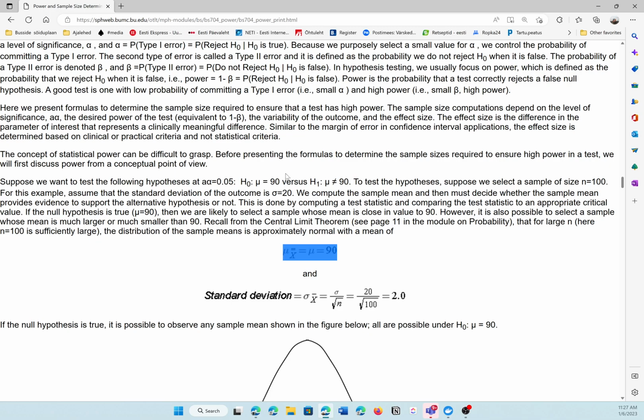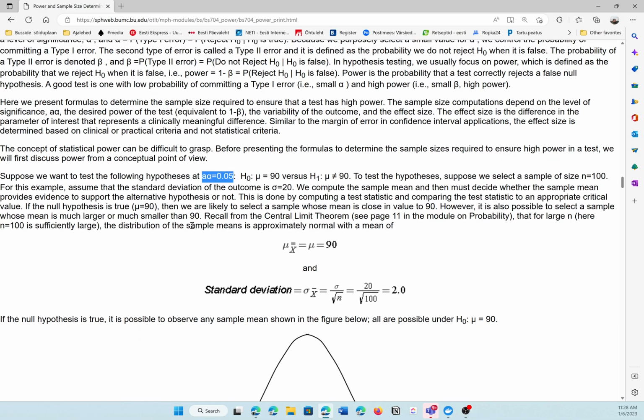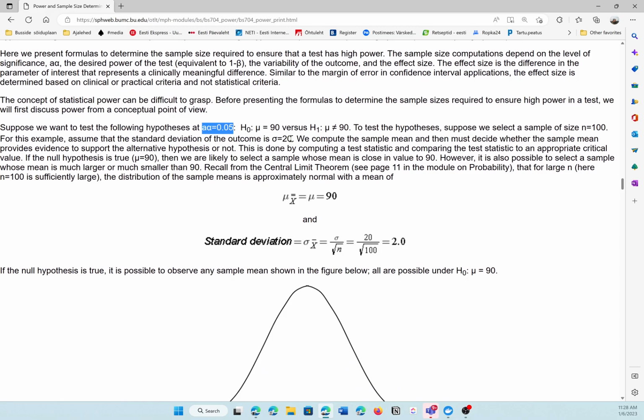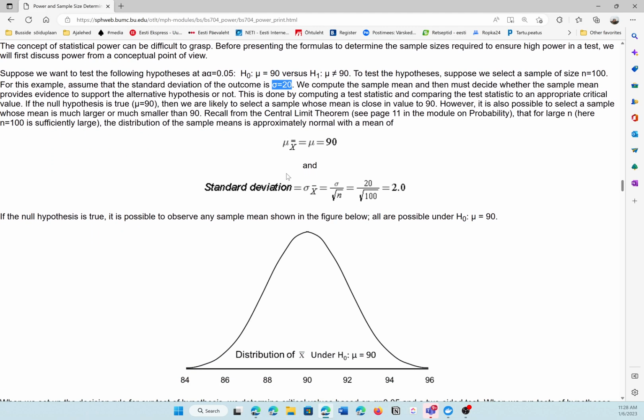And we have this hypothesis test where we are just, as the alternative hypothesis, assuming that the mean does not equal 90. And we're doing this test with 95% confidence, aka our alpha is 0.05. And here you can see that the standard deviation of the data equals 20.